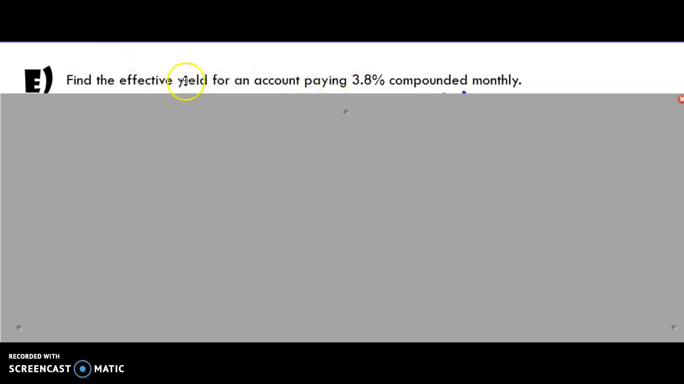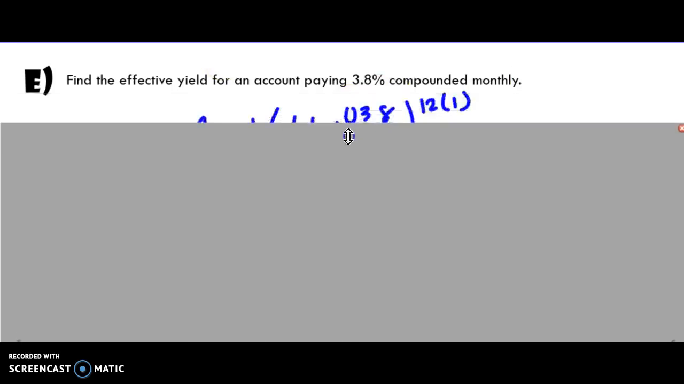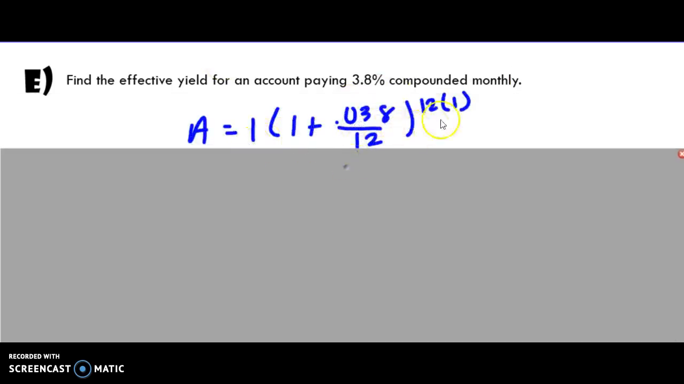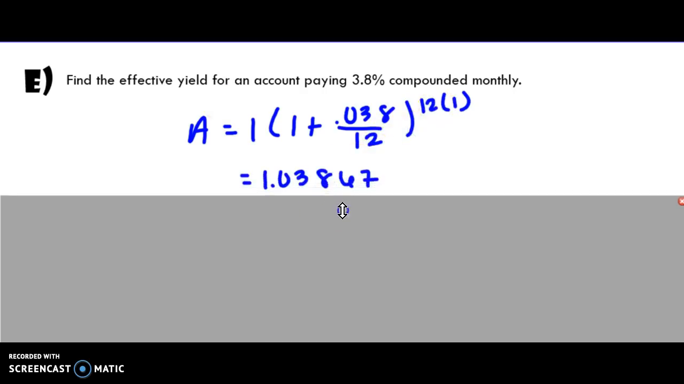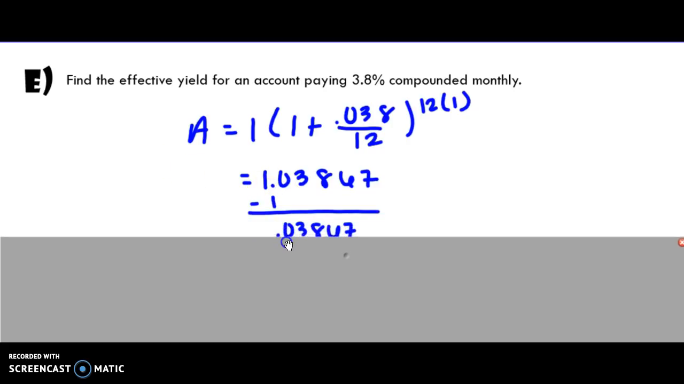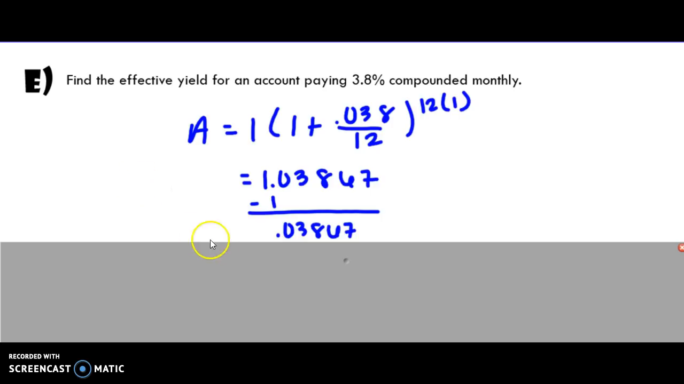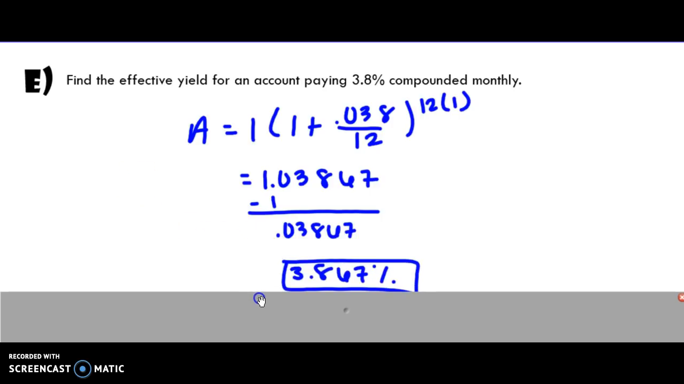Question E is looking at the effective annual yield for 3.8% compounded monthly. So again, I'm looking at how much I would make on $1 for 1 year. The 3.8 turns to 0.038. Monthly is 12, so I'm going to use that for my N value. And when I get that value, that means I have $1.03867. Well, I already had $1, so I have to take that away. So that leaves me with 0.03867, and that would also then turn to 3.867%. So that is your first application, compound interest.